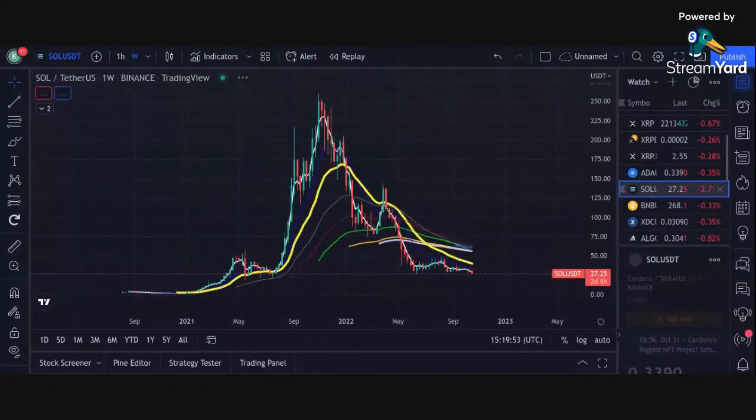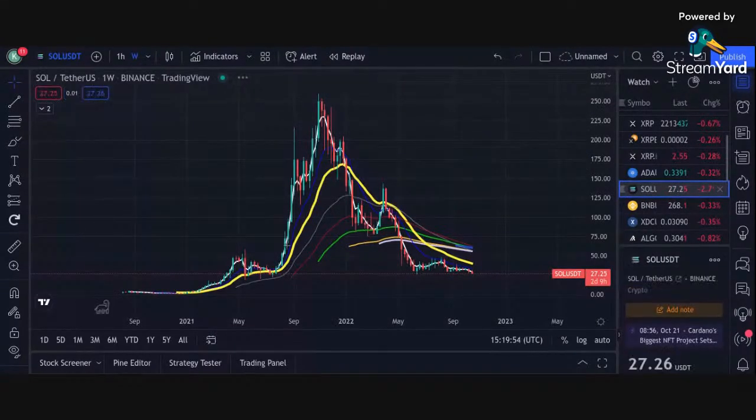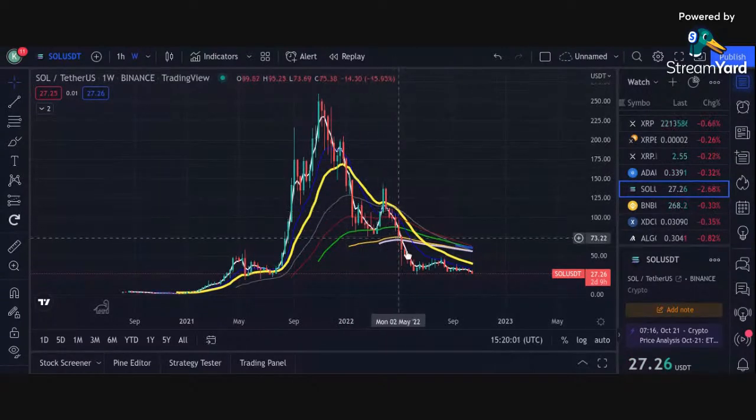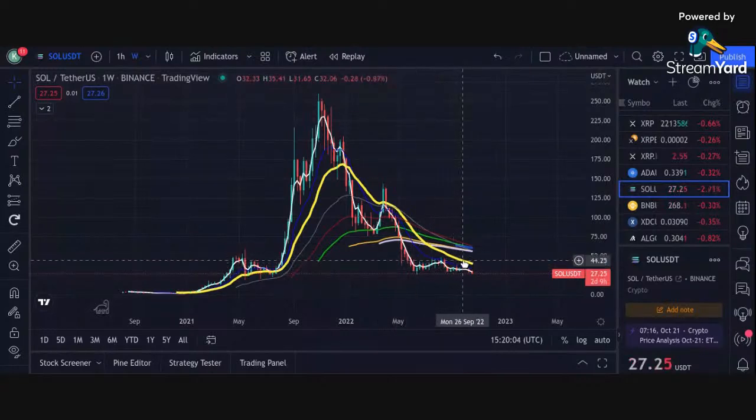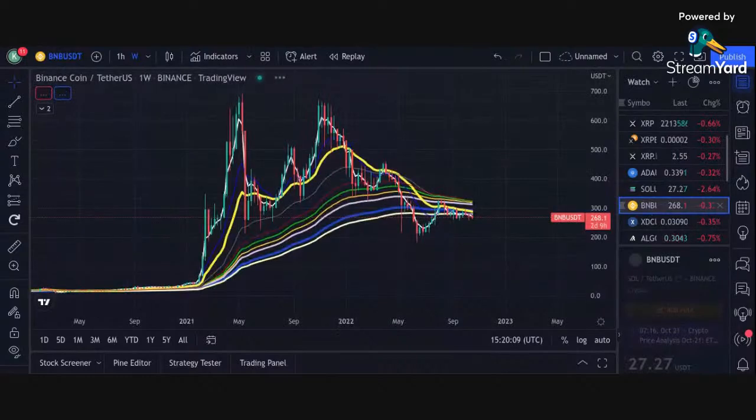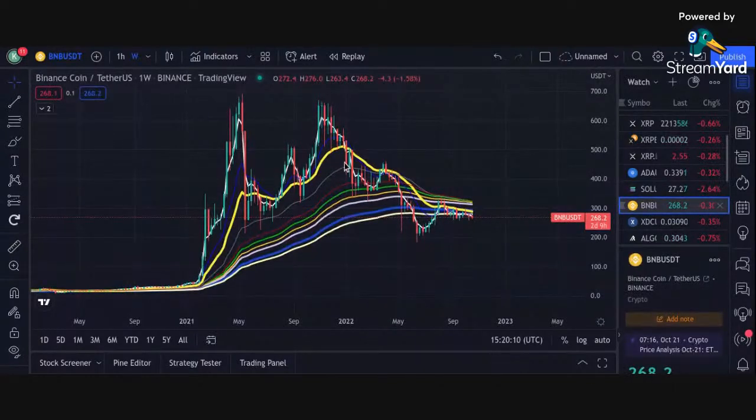I want to show that, right. Same pattern. Break down 19. Same little attempt to recover. It stayed out. 3, under 11, under 19. BNB is a little different, but overall, same pattern, same breakdown, same attempt to recover to its low.